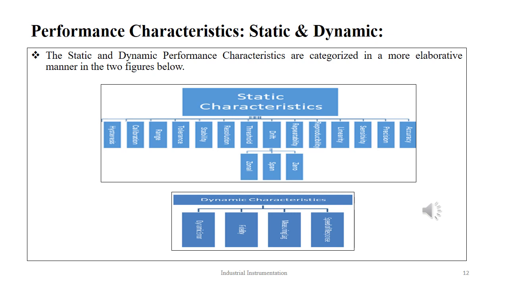The static characteristics of an instrument are hysteresis, calibration, range, tolerance, stability, resolution, threshold, drift, which can be of three types: zonal, span, and zero, repeatability, reproducibility, linearity, sensitivity, precision, and accuracy. Under the dynamic characteristics comes the dynamic error, fidelity, speed of response, and instrument lagging.